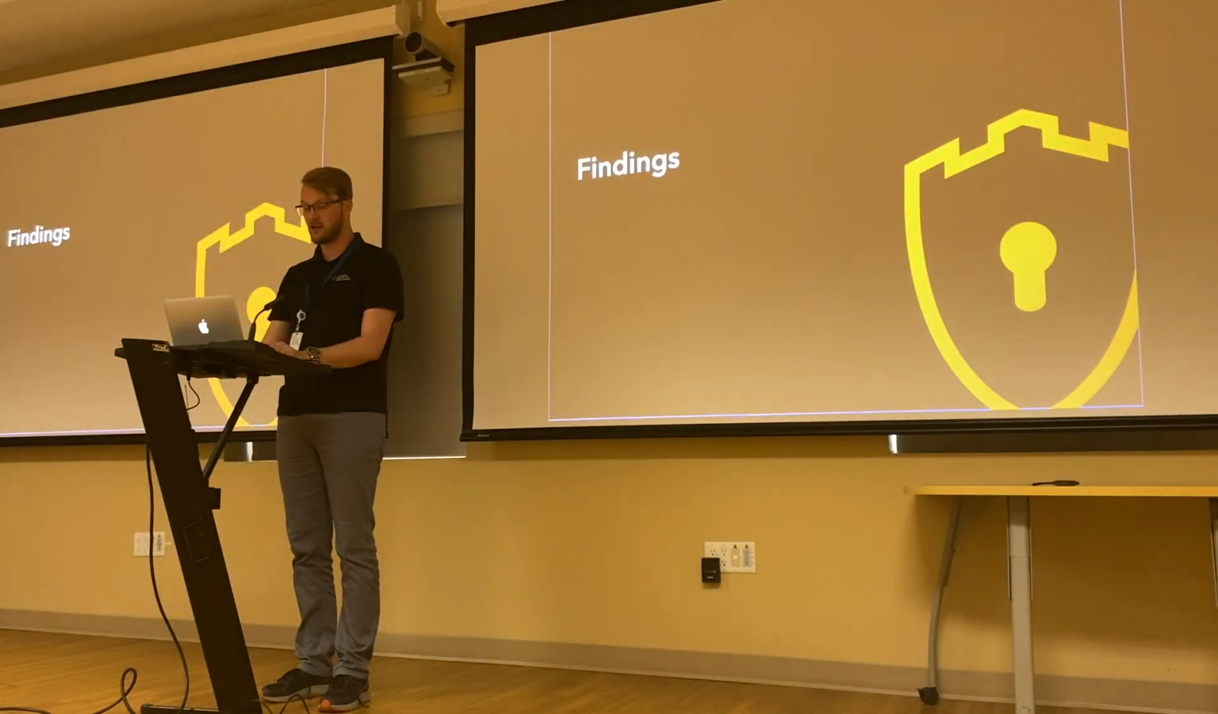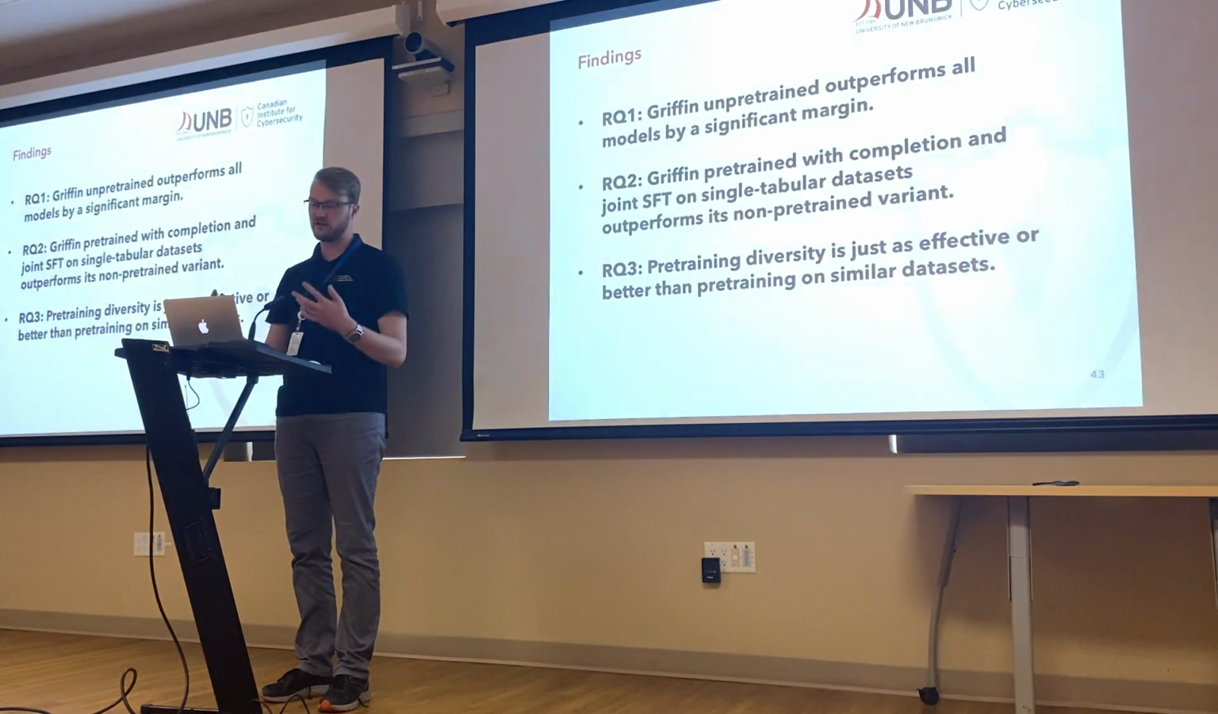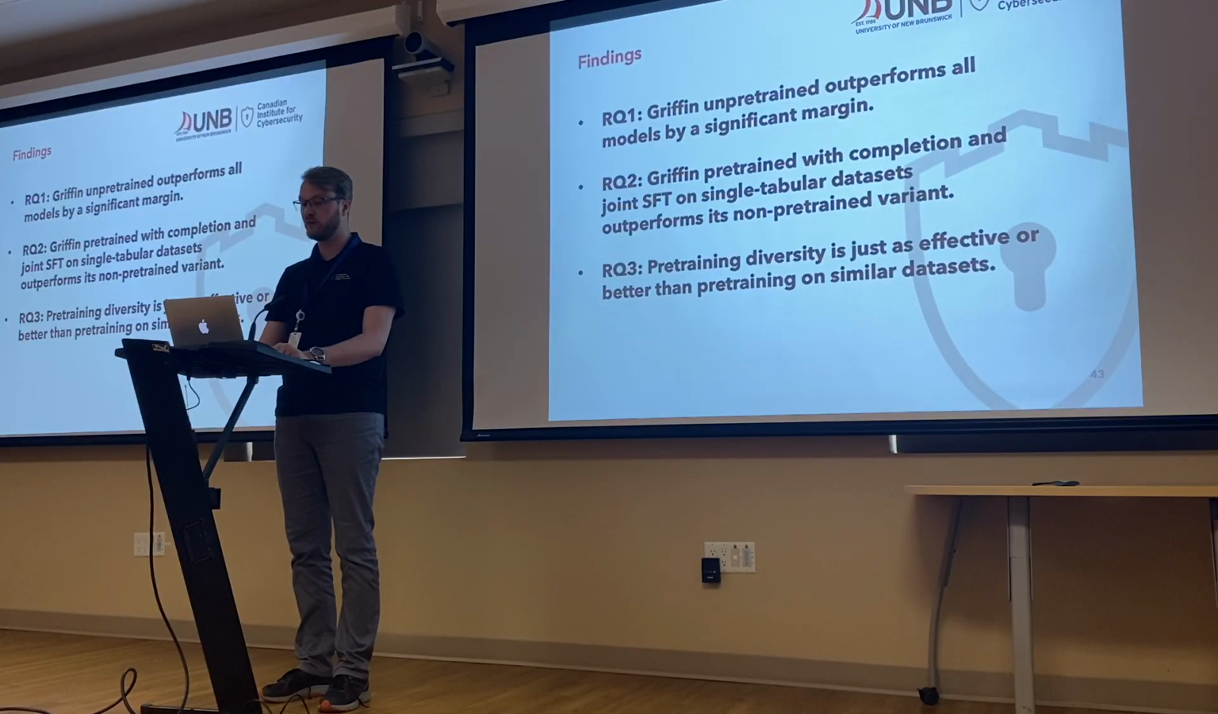And then in terms of findings to answer the research questions, Griffin unpre-trained outperforms all models by significant margins, so that's really, really great. It means that you don't have to do all this pre-training if you don't want to. You can just go use it. Also, Griffin pre-trained with completion and joint supervised fine-tuning on single tabular data sets outperforms its non-pre-trained variant. So that's good. Just like what we saw earlier with the results, pre-training, if you decide to do it, will give you a little bit of a boost.